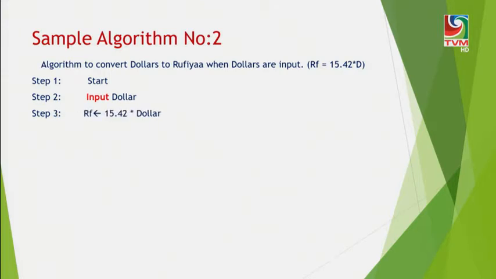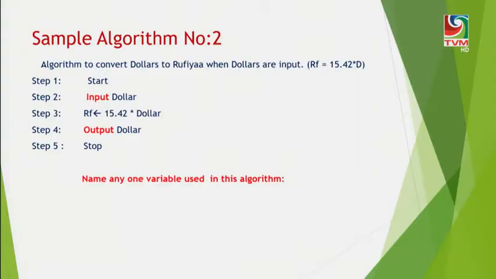And the rupiah you are calculating, the equation has been given here. You calculate the rupiah by multiplying 15.42 with the dollar, and you get the rupiah value. The dollar value will be output here, using an output symbol. If you don't want to use output, you can write print also, fine, and stop. This is also a basic algorithm. In this algorithm there is one variable used, so the answer will be dollar. So dollar is the variable used in this algorithm.